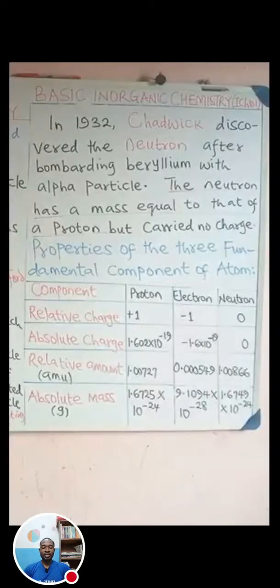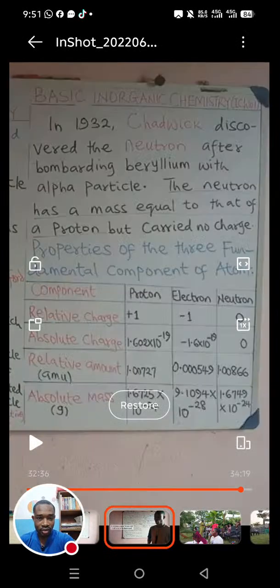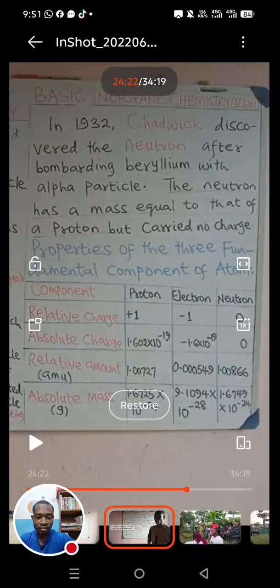The absolute mass of the proton, telling you that the proton and the neutron, they have approximately equal mass. So you are expected to give attention, please, to these properties of the three fundamental components of the atom.